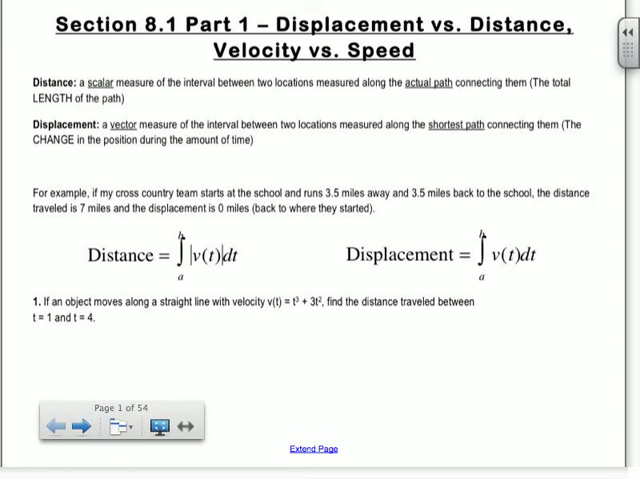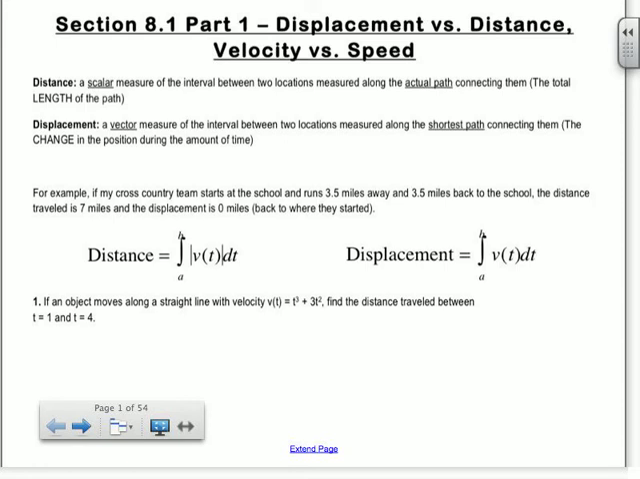Distance is a scalar measure of the interval between two locations measured along the actual path connecting them. So if I sent my cross-country runners out 3 miles and then back 3 miles, the total distance they went was 6 miles. Displacement is a vector measure of the interval between the two locations measured along the shortest path connecting them. So displacement is how much you've changed from those two locations. If they go out 3 miles and come back to the school, their starting spot, their displacement is 0.